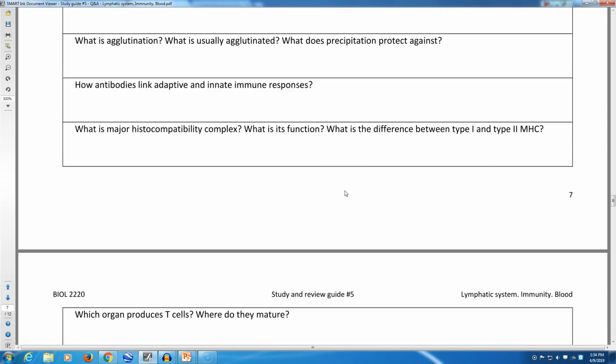So for MHC, it's a protein complex on the surface of the cell that presents antigens and allows your immune cells to recognize self versus non-self. That's the function. Difference between type 1 and type 2: type 1 are expressed on all nucleated cells, type 2 on antigen-presenting cells. Okay?